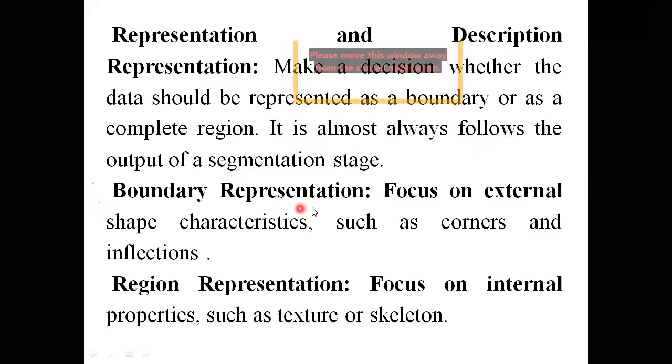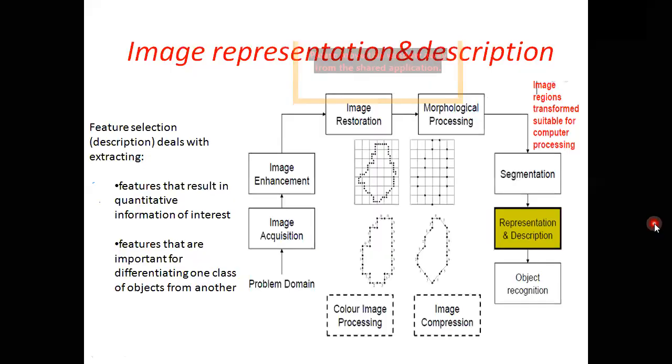Next, boundary representation focuses on external shape characteristics such as corners and inflections. Region representation focuses on internal properties, such as texture or skeleton. This is representation and description.